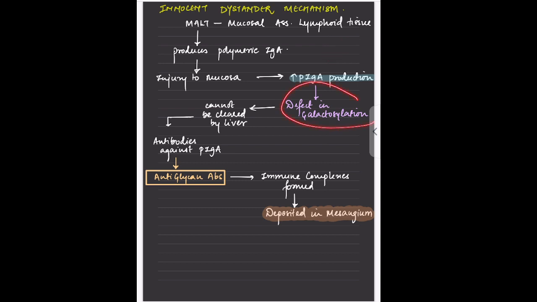there is a defect in galactosylation that cannot be cleared by the liver, and so antibodies are produced against the polymeric IgA. These immune complexes are deposited in the mesangium. So the kidneys are actually the innocent targets.